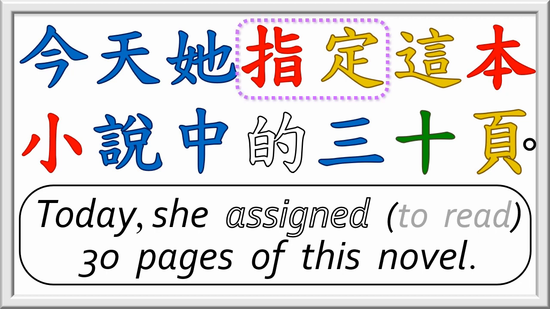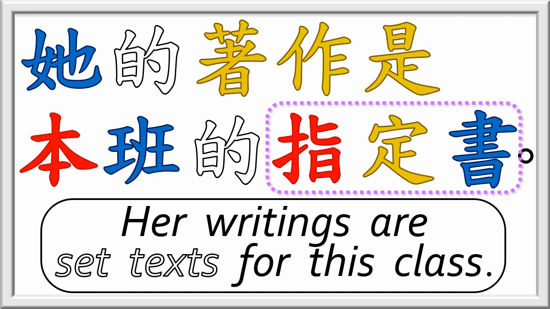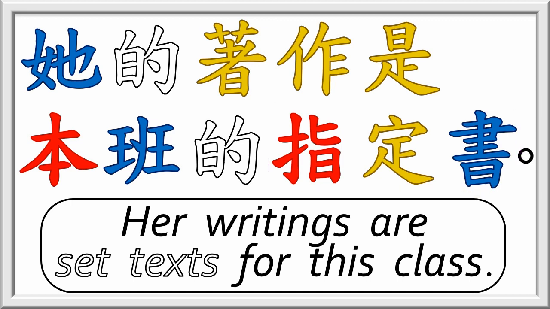指定 means to specifically assign or designate. 今天她指定这本小说中的30页。Today, she assigned 30 pages of this novel. 她的著作是本班的指定书。Her writings are set texts for this class.